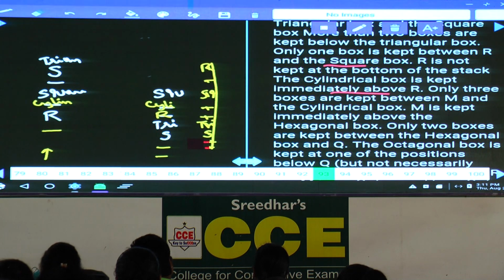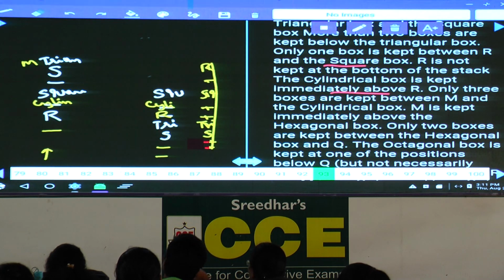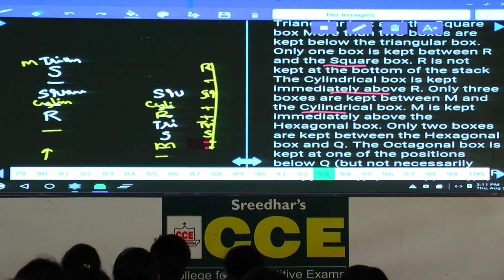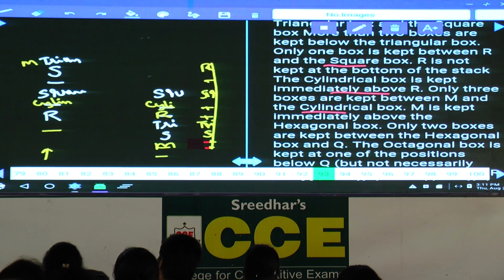Next one. Only three boxes are kept between M and the cylindrical box. M and cylindrical, there must be exactly 3. 1, 2, 3. M is here, isn't it? 1, 2, 3, 4, 5, 6, 7. And cylindrical, only three boxes are between M and cylindrical. M and cylindrical, cylindrical is here. 1, 2, 3, 4, 5, 6, 7. 1, 2, 3. Three boxes and M must be here, isn't it?